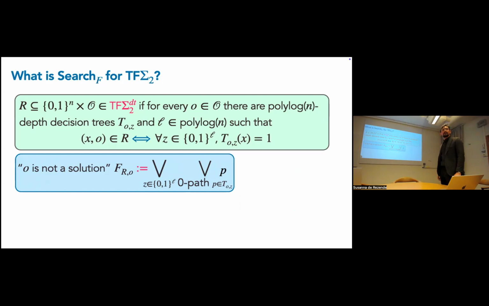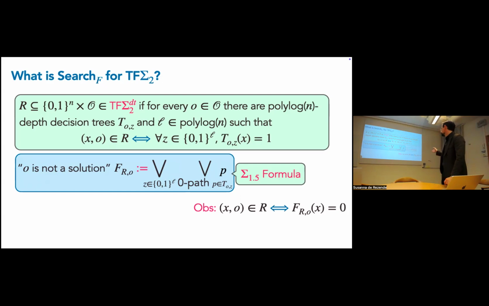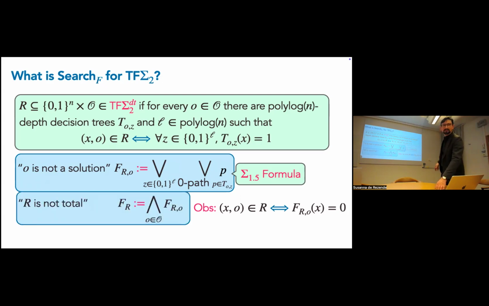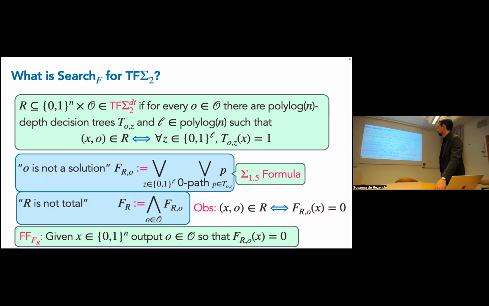So it looks like that. And then to say that R is not total, we just take an AND over all of these. Oh, and the observation is that if O is a solution, then this formula is falsified. And so this is how you write that R is not total. And this brings us to the analog of the false clause search problem, which is called the false formula search problem. You're given as input X, and you want to output the index O such that one of these subformulas is falsified.